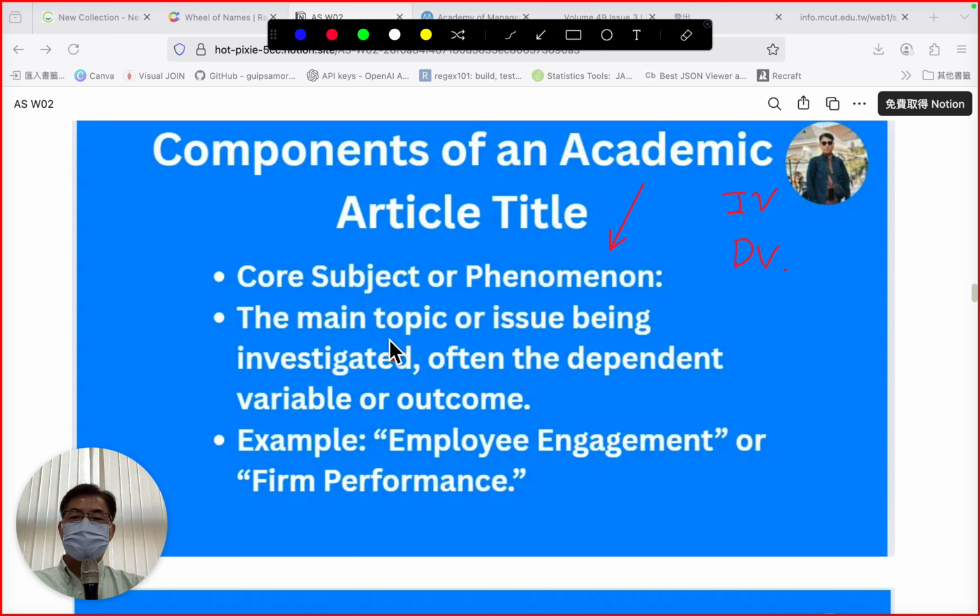And the main topic or issue being investigated, often the dependent variable, the outcome. You see that? This one, usually. So highlight. Maybe just tell me, I like to study the customer buying intention.